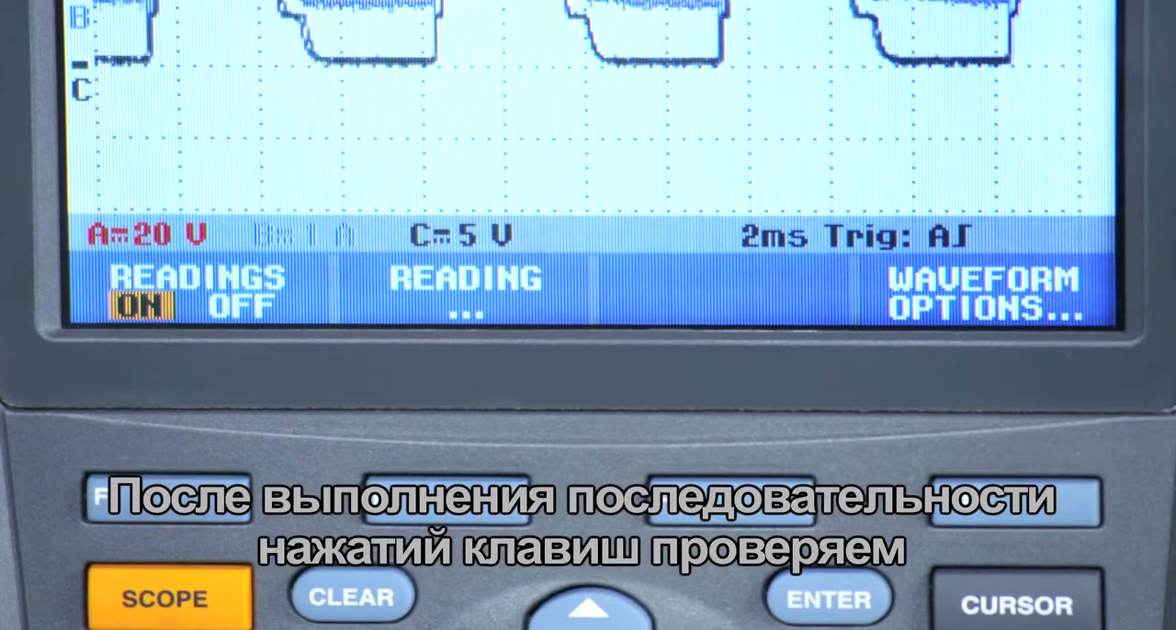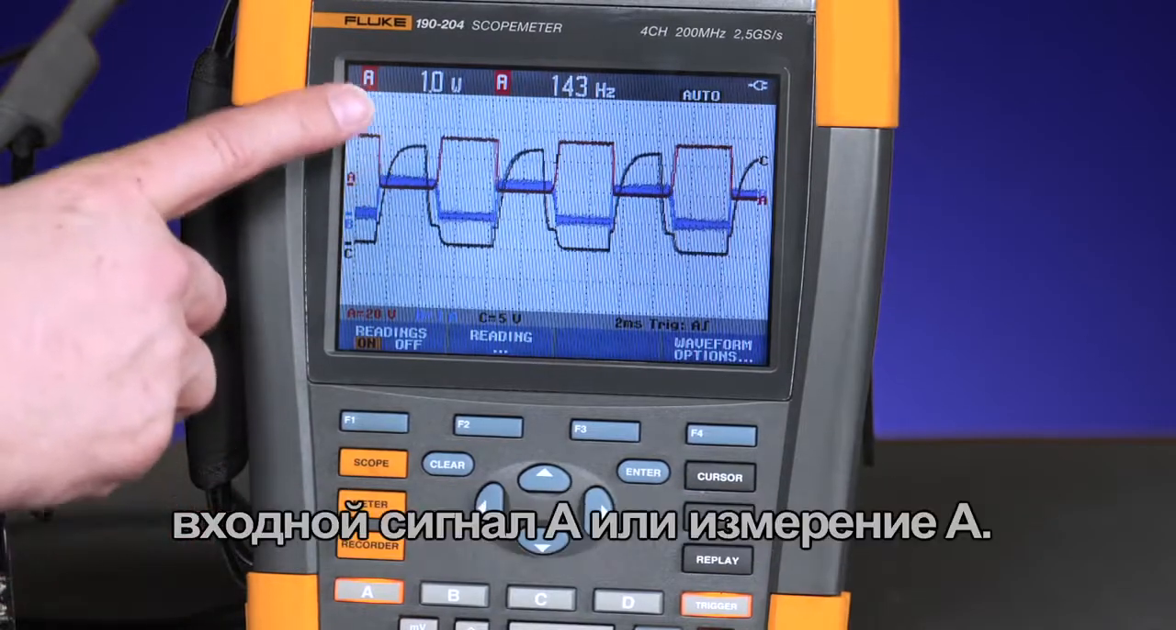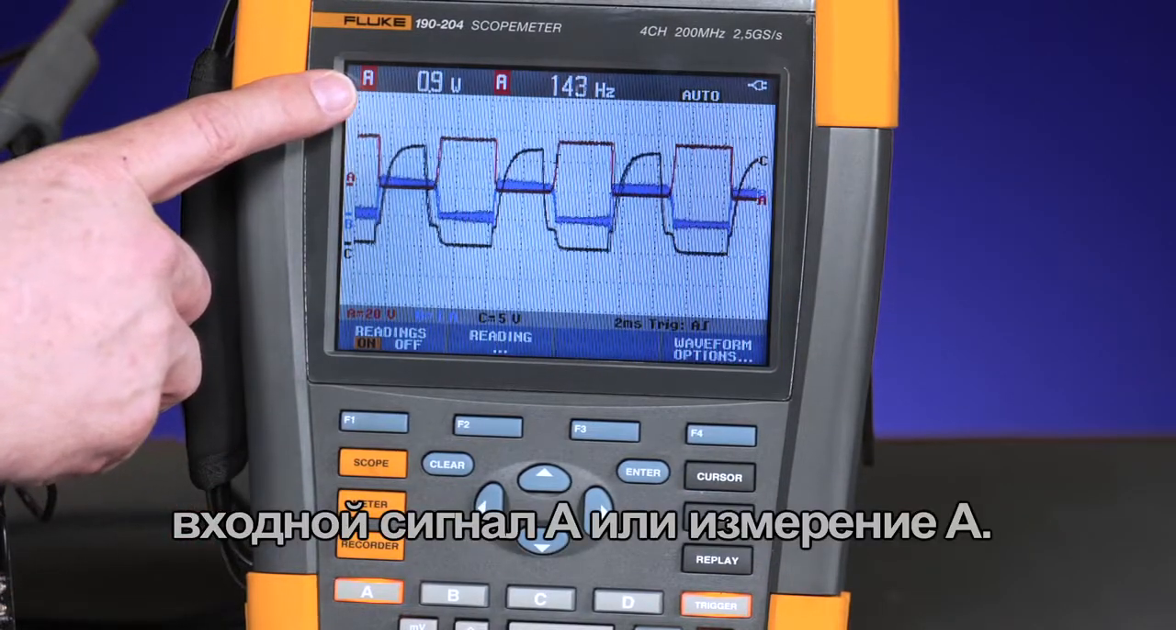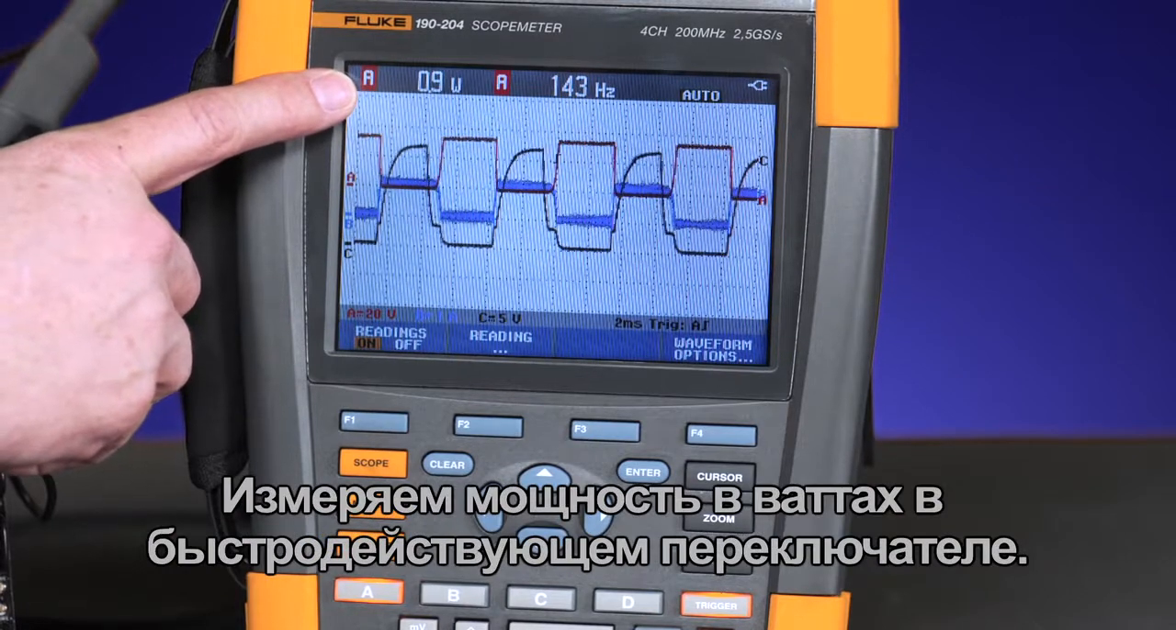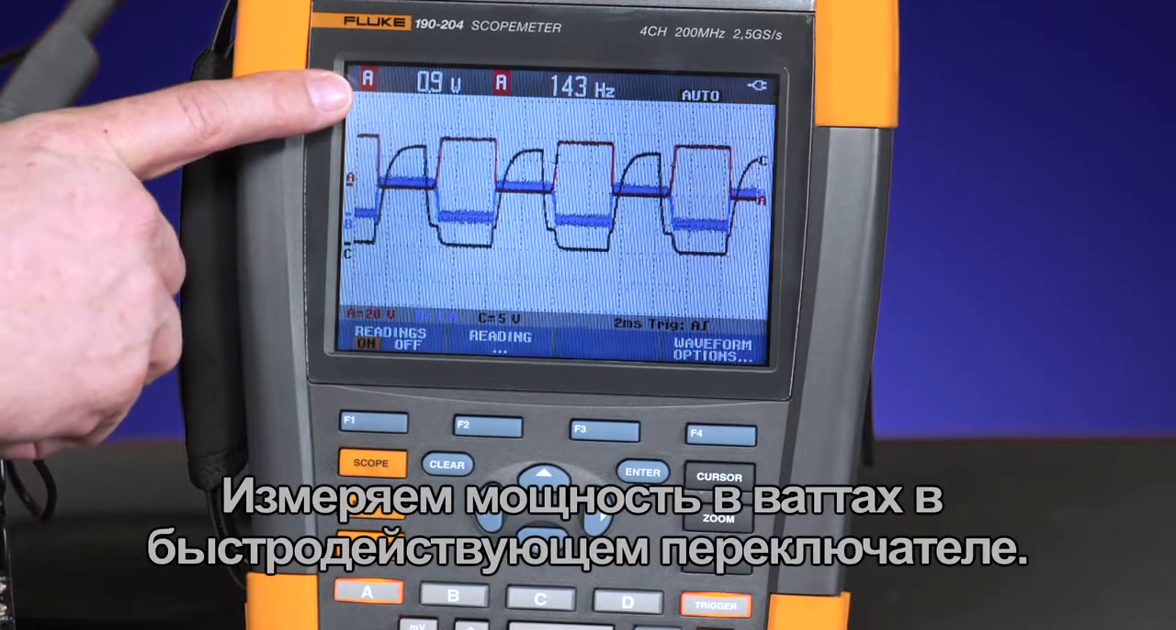Once you've stepped through those key presses, you can see input A, or measurement A. You're measuring the power in watts across the fast switch.